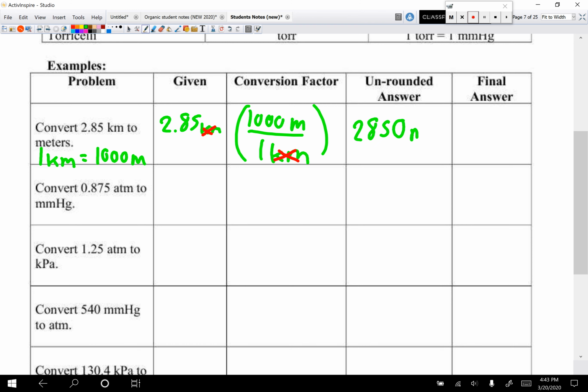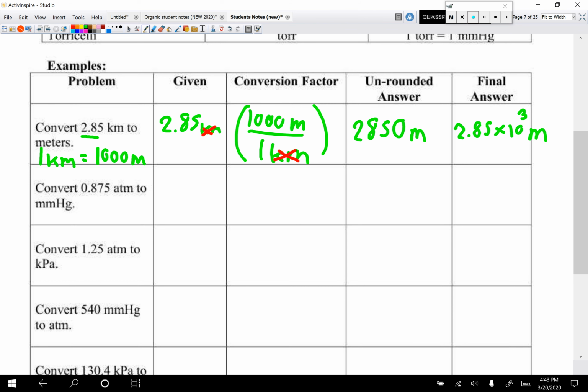2,850 meters. Now, obviously, this won't be the correct answer because of significant digits, right? We have 1, 2, 3, 4 significant digits here, but we only have 3 significant digits, so I do need to convert back to 2.85 times 10 to the 3 meters. And that is my answer.